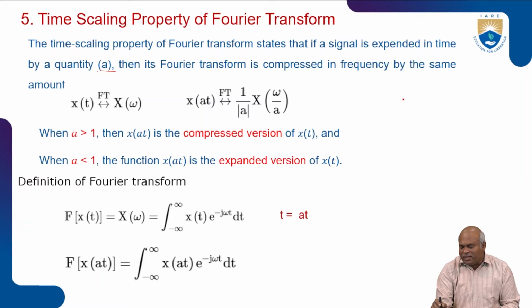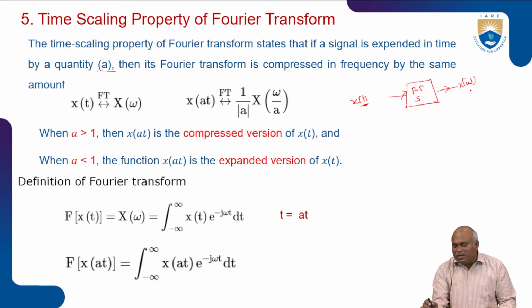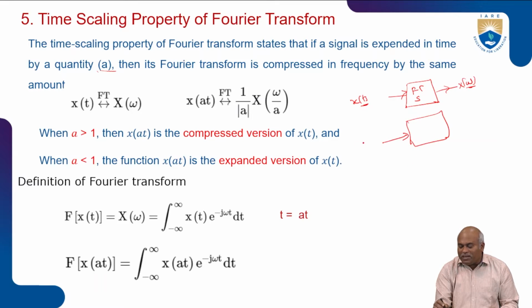Now I write the Fourier transform system. This is the Fourier transform system. We give the input x of t, and we get the output X of omega. So however the time changes, that much the frequency changes. Now I multiply the time by some constant, that is x of a t.